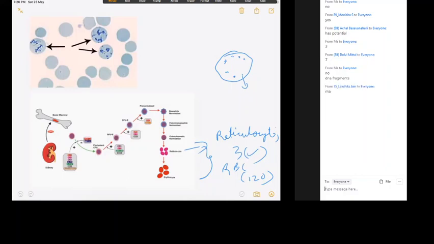DNA fragments, RNA, anything else? Mitochondria. Can it be mitochondria? In an RBC, there is no mitochondria, right? But in your reticulocyte, there is mitochondria. So what I drew there is your mitochondria.